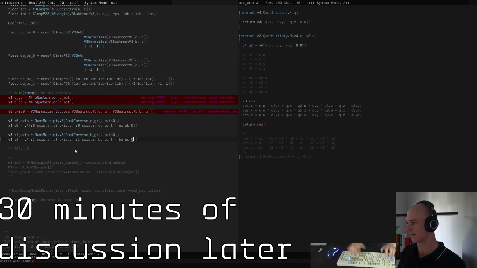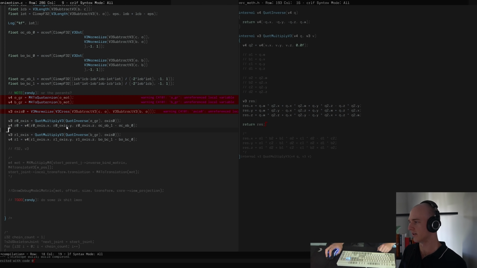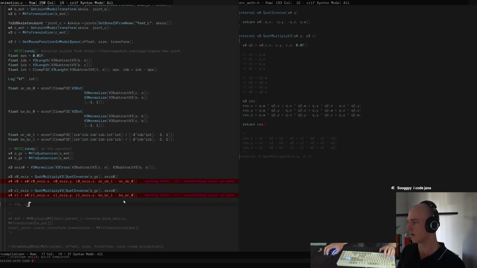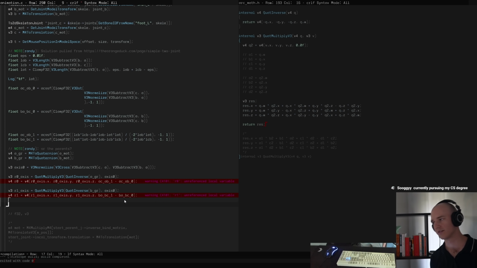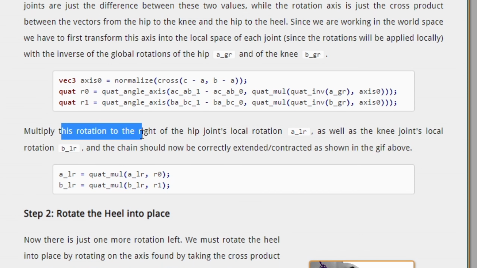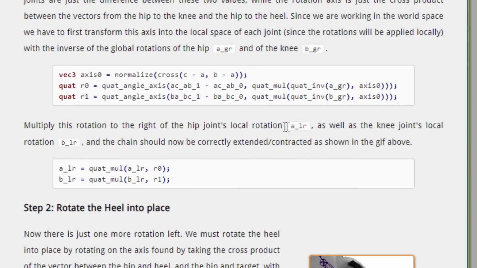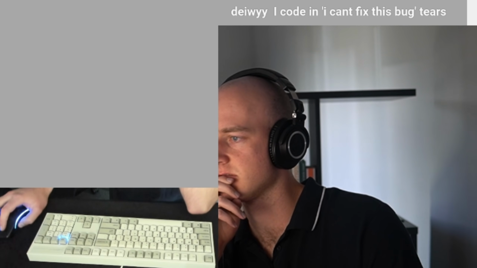Sure. Okay, we have two quaternions, R0 and R1, which have been constructed based off of the axis and some other real portion from sine rule math. Alrighty, so I think those two variables should be the right rotations now. So, moment of truth. Oh wait, no, there's one more step. Multiply this rotation to the right of the hip joint's rotation. Does it mean to the right as in it's a second?